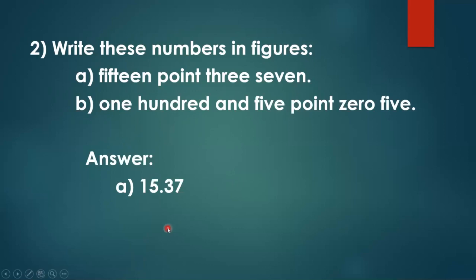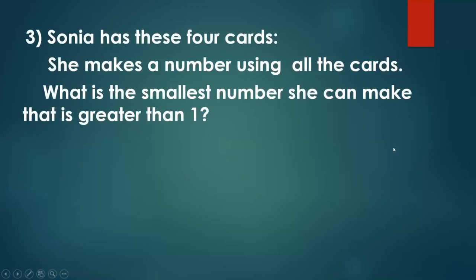Next, the B part is 105.05. So 105 means 105. Point means a decimal notation, then 05. So 105.05 will be the answer for the B part. Clear? Shall we move to the very next question? Okay. Here comes your third question.